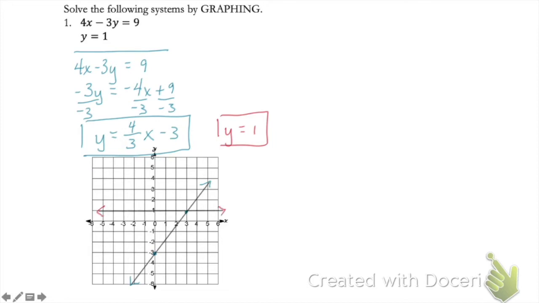And now I'm looking where these lines are intersecting. This is the solution. This is the point that is shared between both of these lines. So I look at my x and my y axes. I see on my x-axis I'm going to move over 3. And then on my y-axis I will move up 1. So the solution to this system is the point (3, 1).